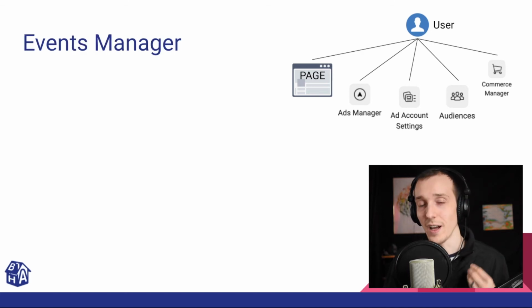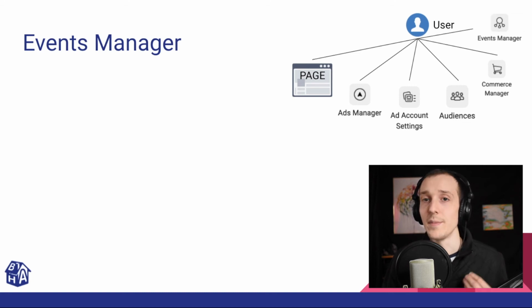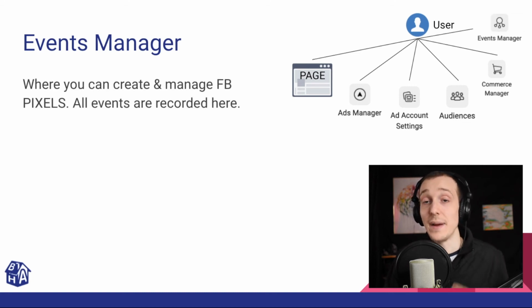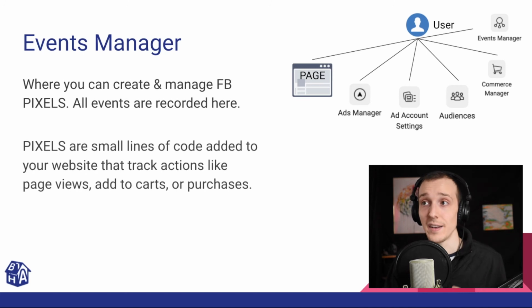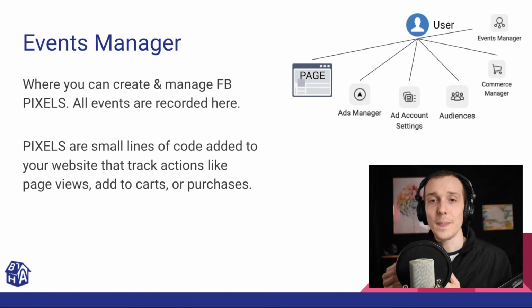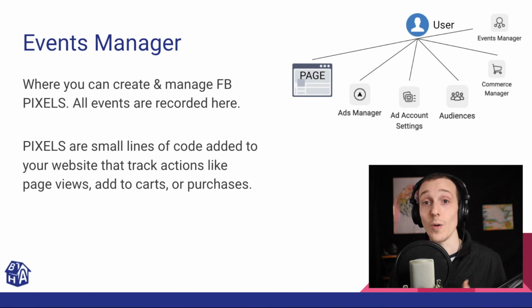Now to the last one, Events Manager. What is it? Well, Events Manager is basically where you can create and manage Facebook pixels. A Facebook pixel is just a small line of code that's added to your website that tracks all actions taken on it, like a page being viewed, someone adding to cart, or even purchasing. So all the events are recorded in the Events Manager. Does that make sense?